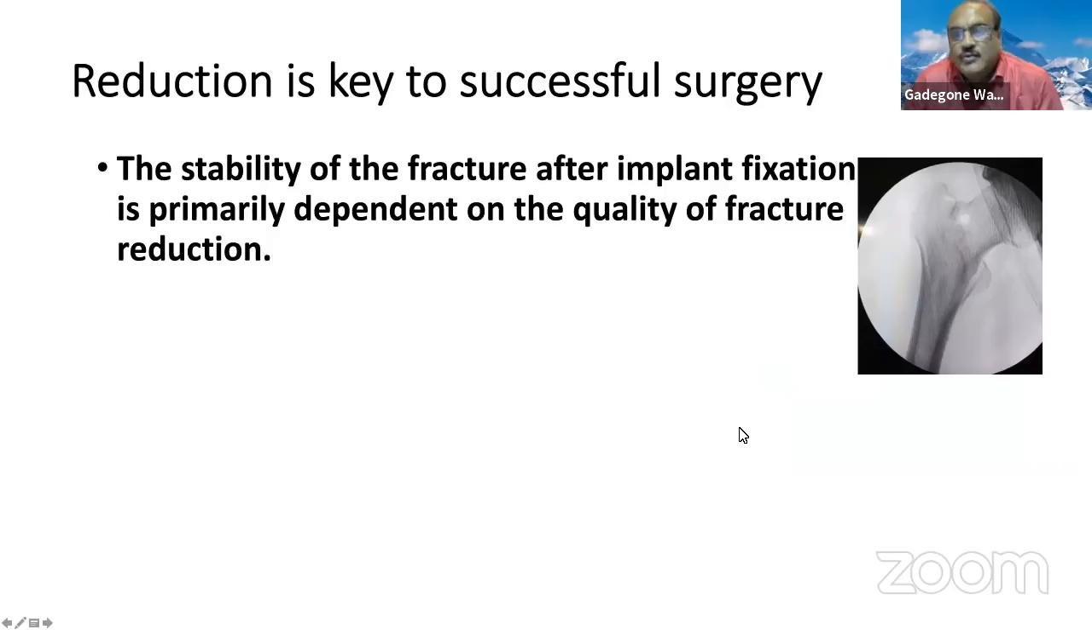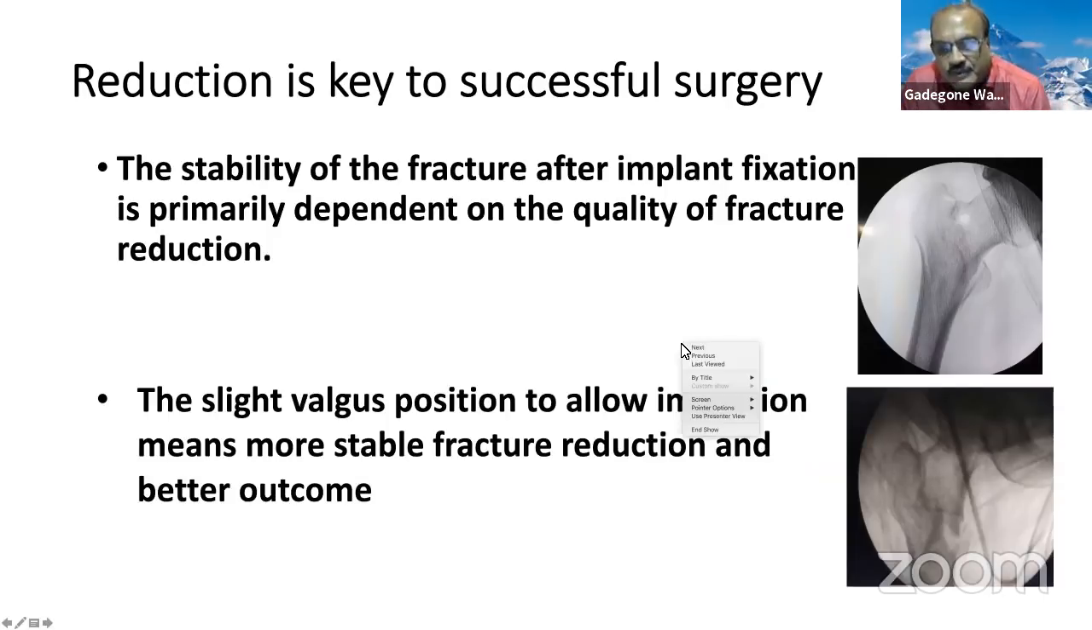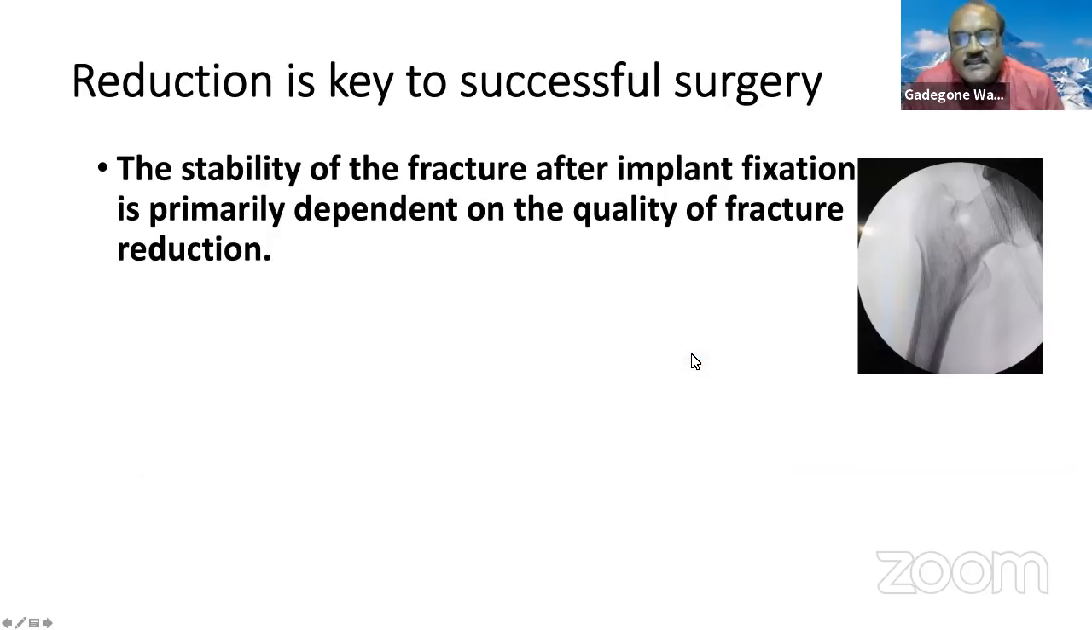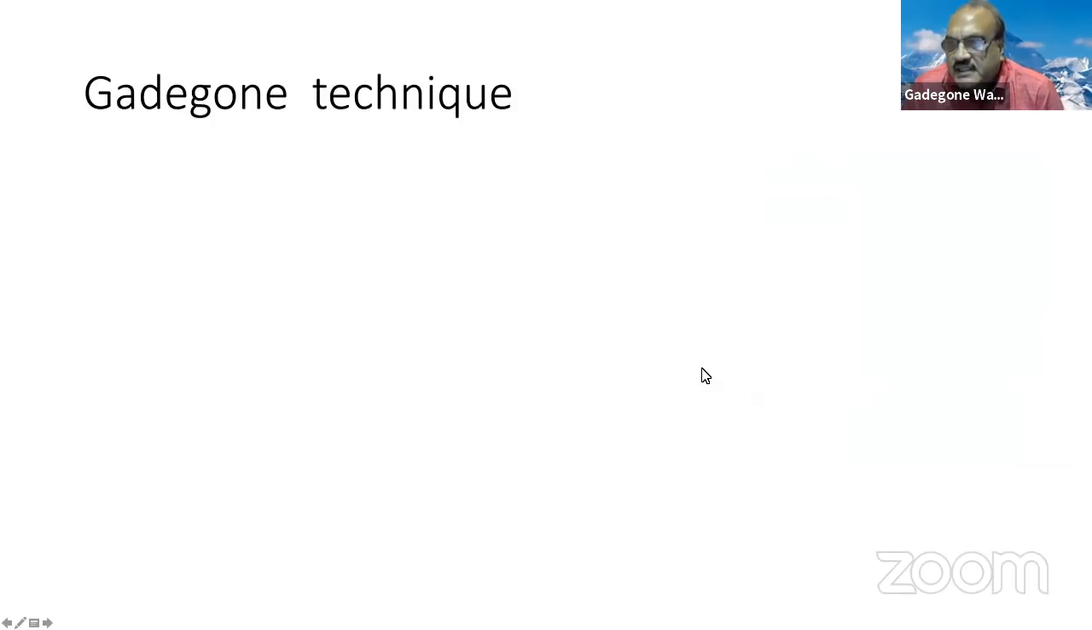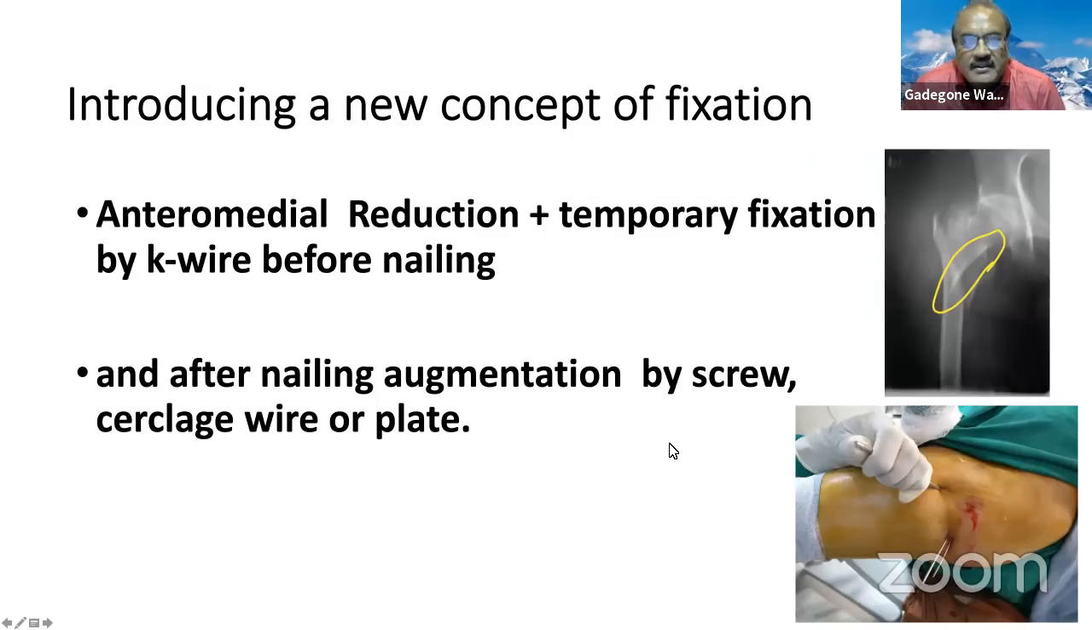You cannot call it a new concept because everybody is doing it nowadays. So reduction is the key to this successful surgery. That is the most important thing. And slight valgus is the most important on seeing the AP X-ray. And on lateral X-ray, there should be anterior cortical continuity. That is the most important. So that is known as an anteromedial reduction.